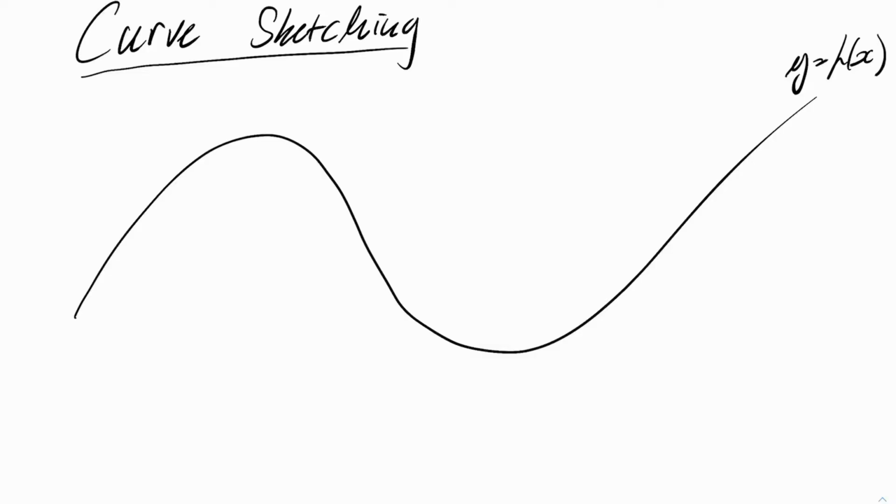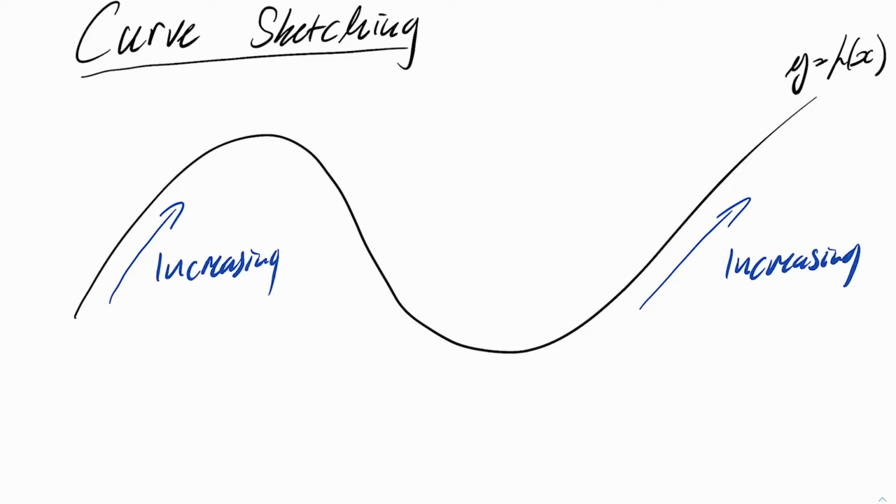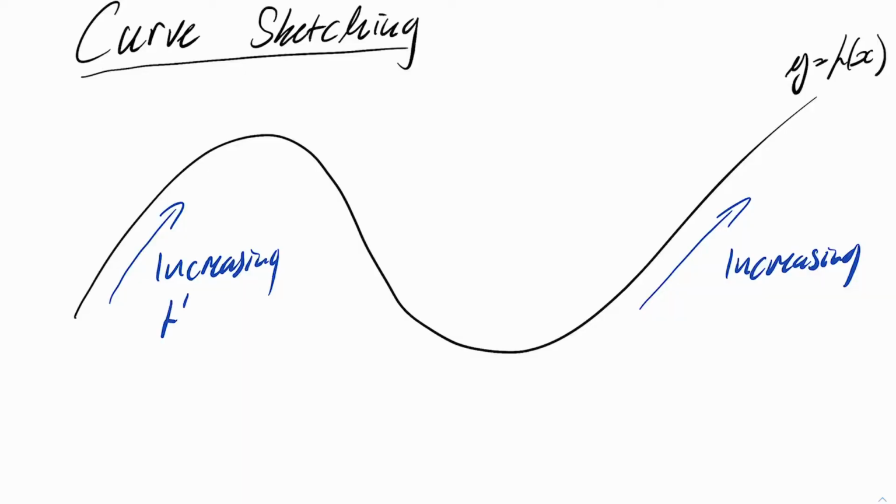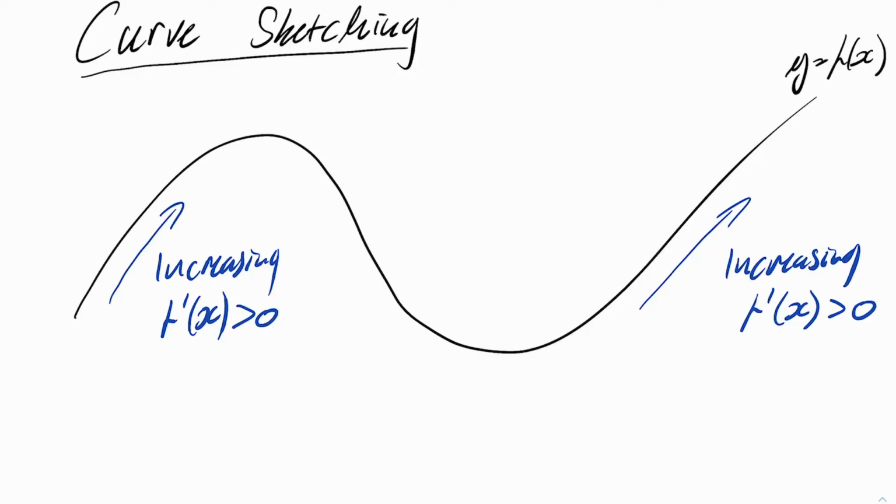So if we look at a curve, we can identify different regions of this curve where it's doing different things. If I look at the curve in this region and in this region, in these regions, the function is increasing. Okay, so it's increasing, but what else? Well, the first derivative is positive in these regions. Where the first derivative is positive, the function is increasing. Similarly, where it's negative, the function is decreasing.